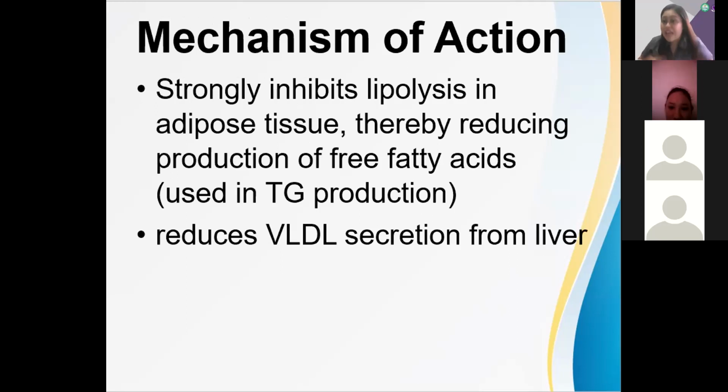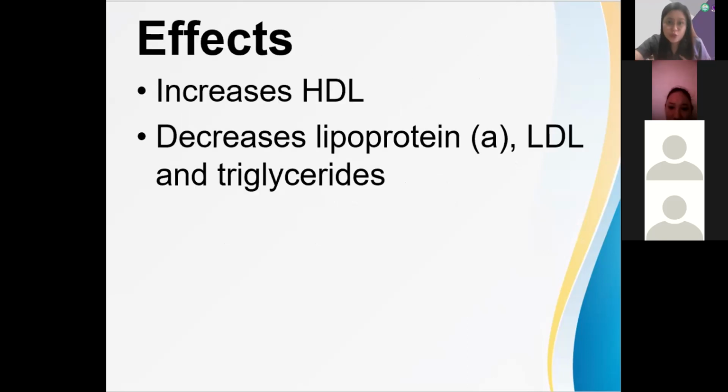inhibition of lipolysis sa adipose tissues. Therefore, ma-reduce pod ang pag-produce of free fatty acids that is magamit nato in the production of triglycerides. So again, vitamin B3 can decrease triglycerides in the blood, and it can also reduce the formation of VLDL from the liver. Because remember, VLDL is used to make triglycerides also.